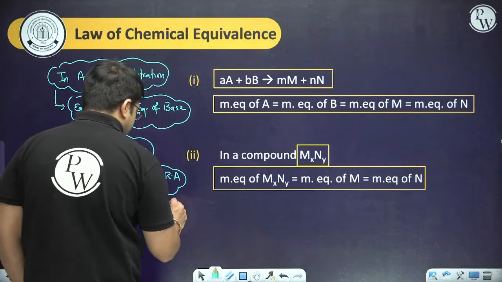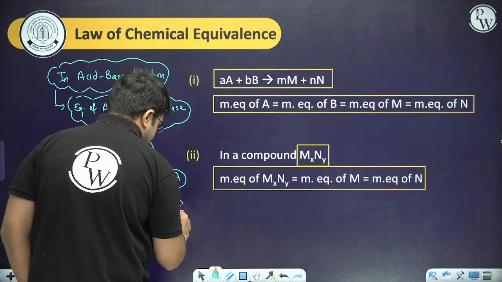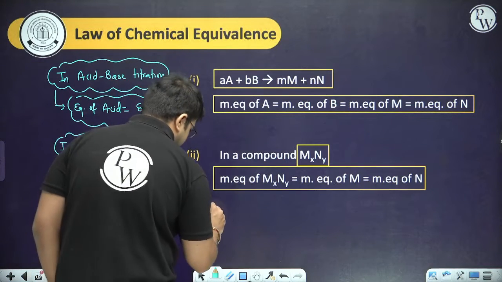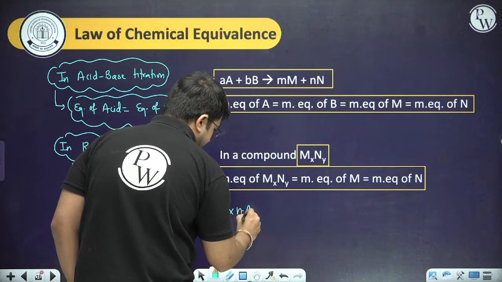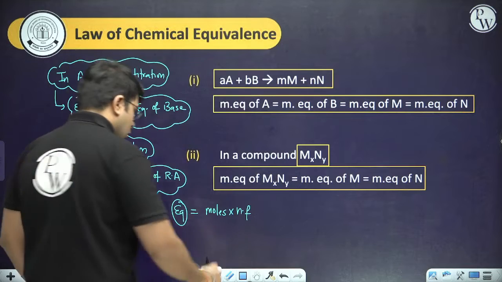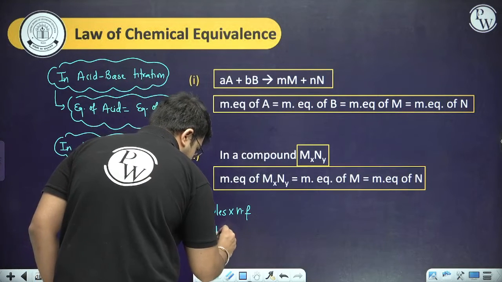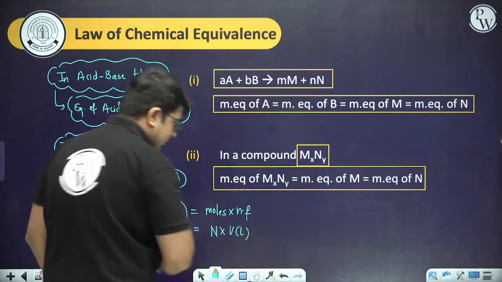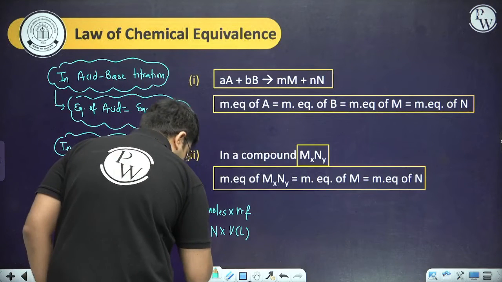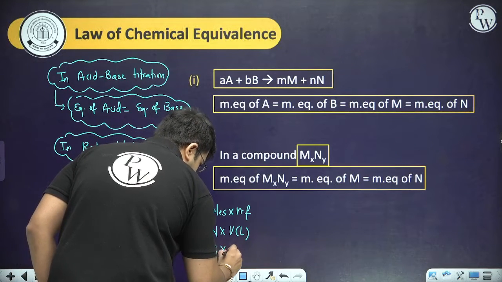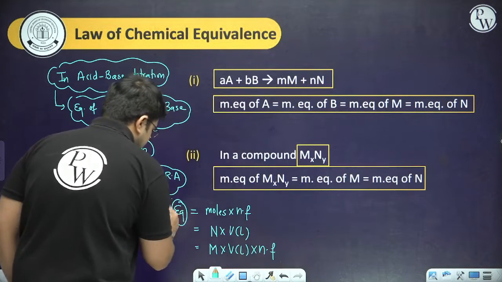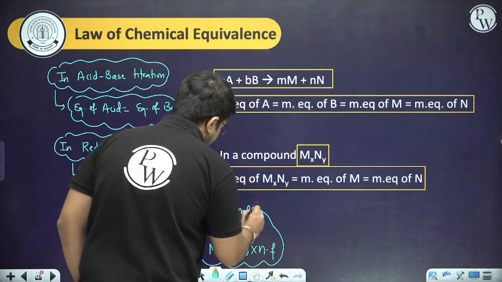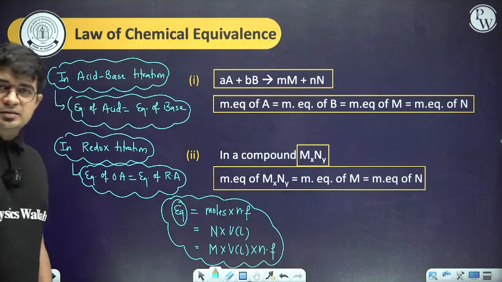And you know that number of equivalents are basically number of moles multiplied by N factor, first part, or normality into volume in liters, or molarity into volume in liters multiplied by N factor. So these are few equations of equivalents. I hope this part is clear.